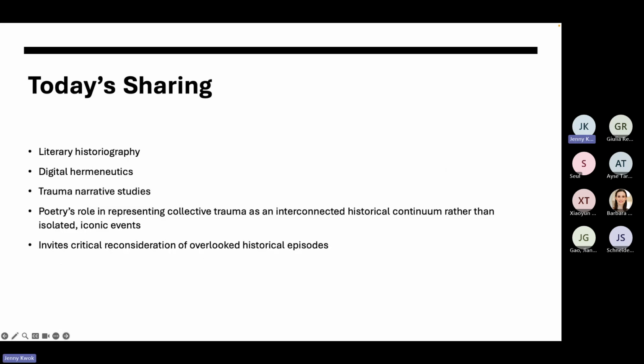So about today's sharing, as I just encapsulated, we're going to try to advance literary historiography a little bit. Also, we're going to introduce how RAG technique, by interacting with existing archives, can show us an alternative way of thinking about digital hermeneutics, and also how this is going to advance our understanding of trauma narrative studies. We're also trying to look at the poem's role in representing collective trauma, not as standalone events, but as a more interconnected and holistic narrative throughout this whole period. And finally, we invite critical reconsideration of overlooked historical events.